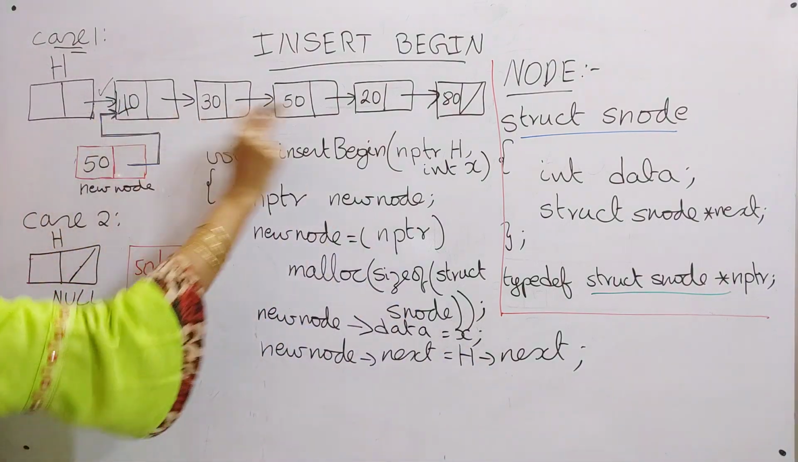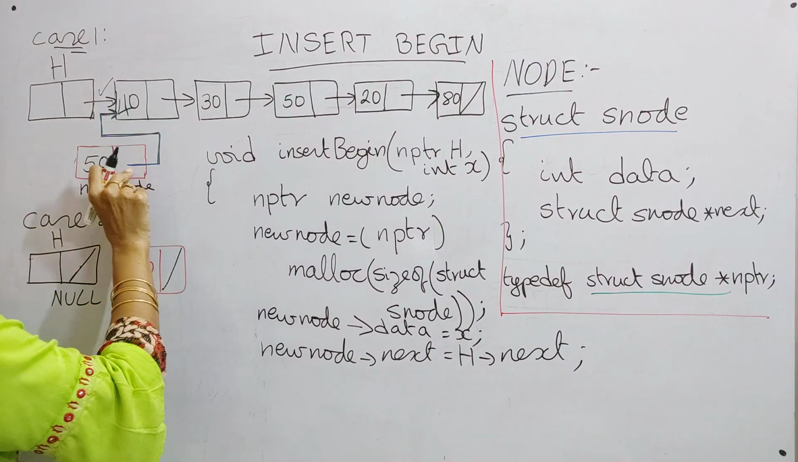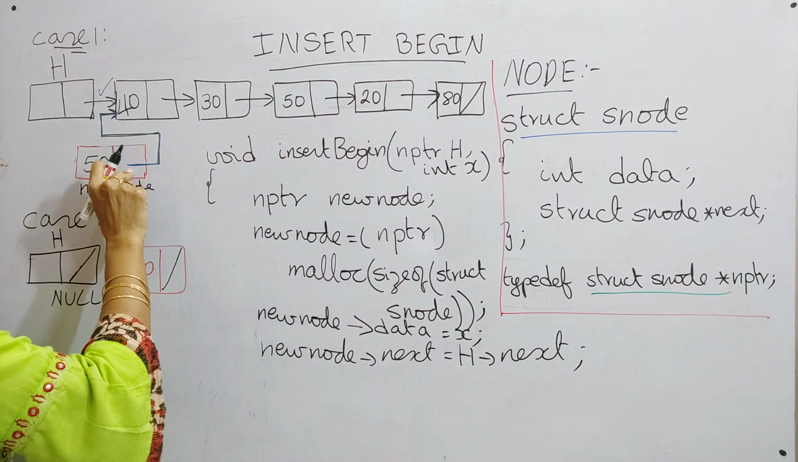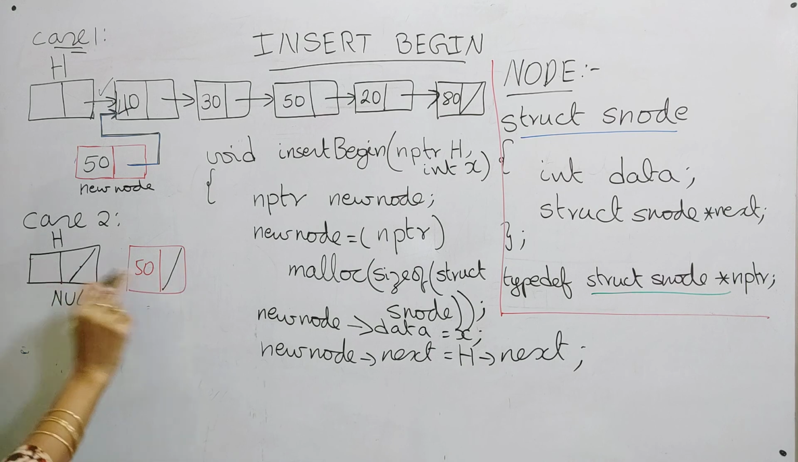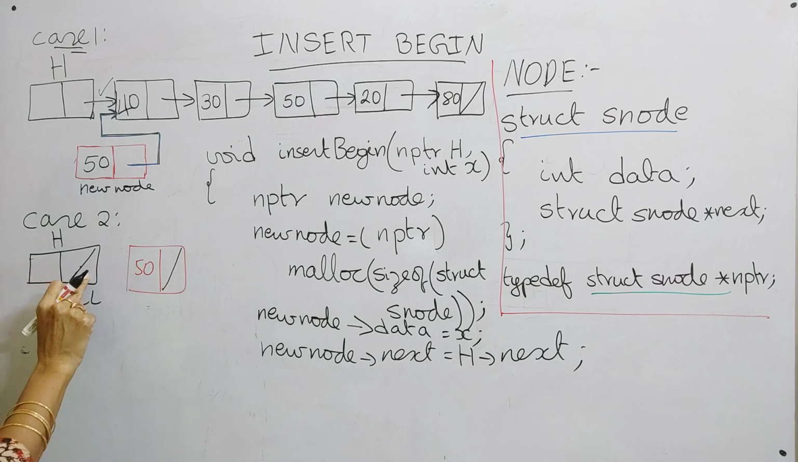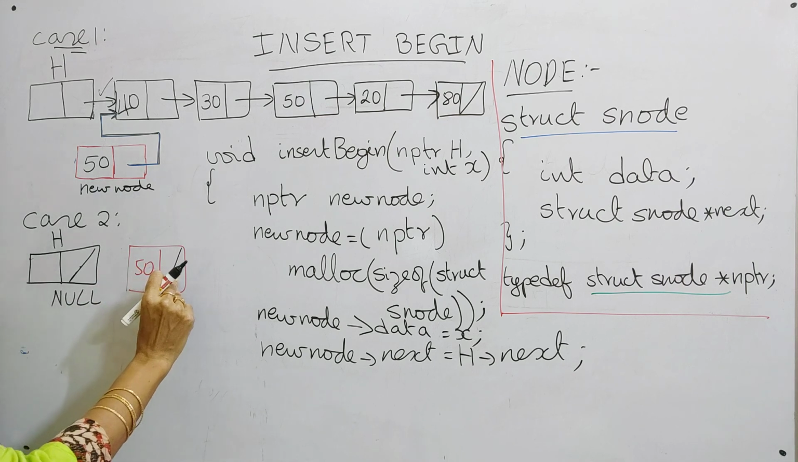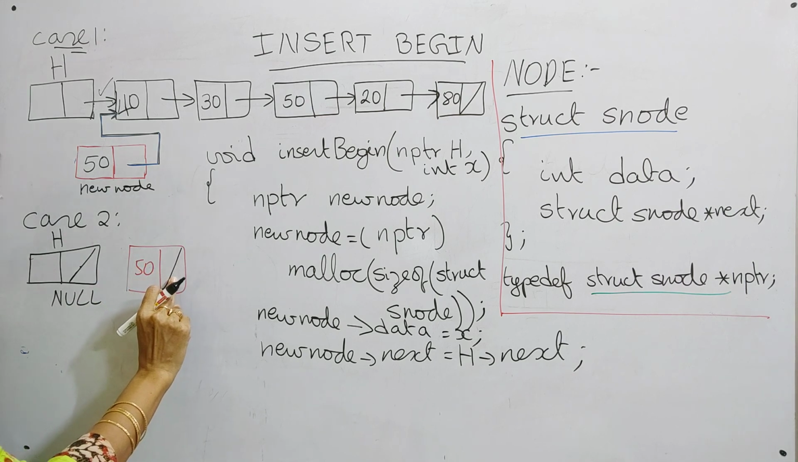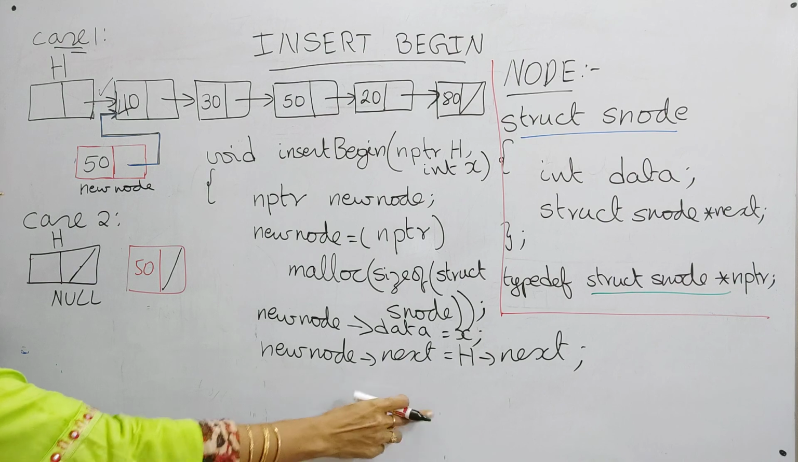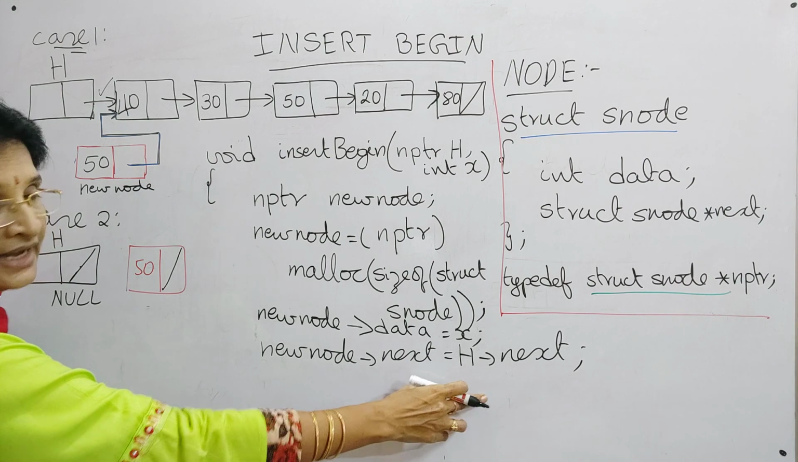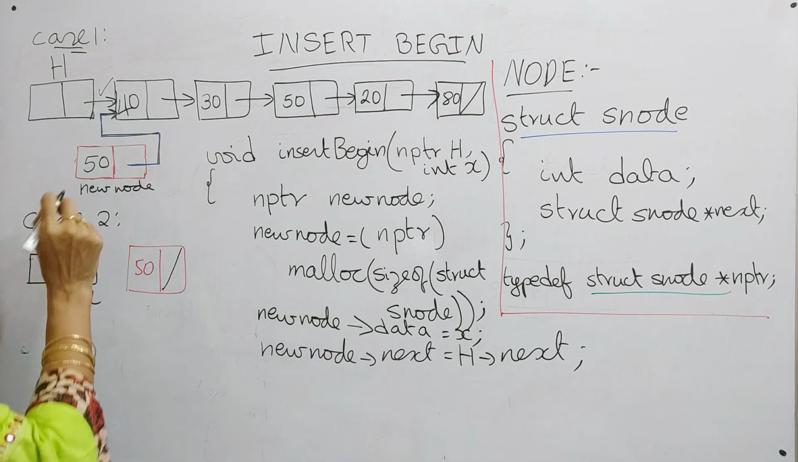Suppose if there is some list, the first node address will be placed at new node next. And suppose if this itself is the first node, then already in H next we have null. This null will be placed at the new node next. So in both the cases this is satisfied. After placing this link, now this link is over. Now what do you have to do?